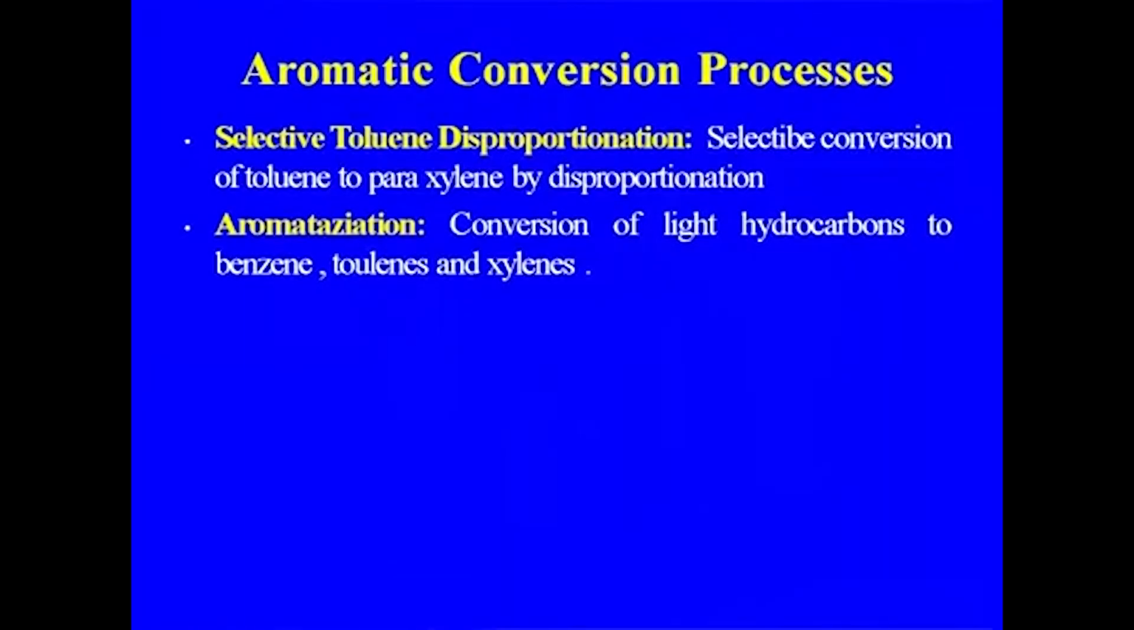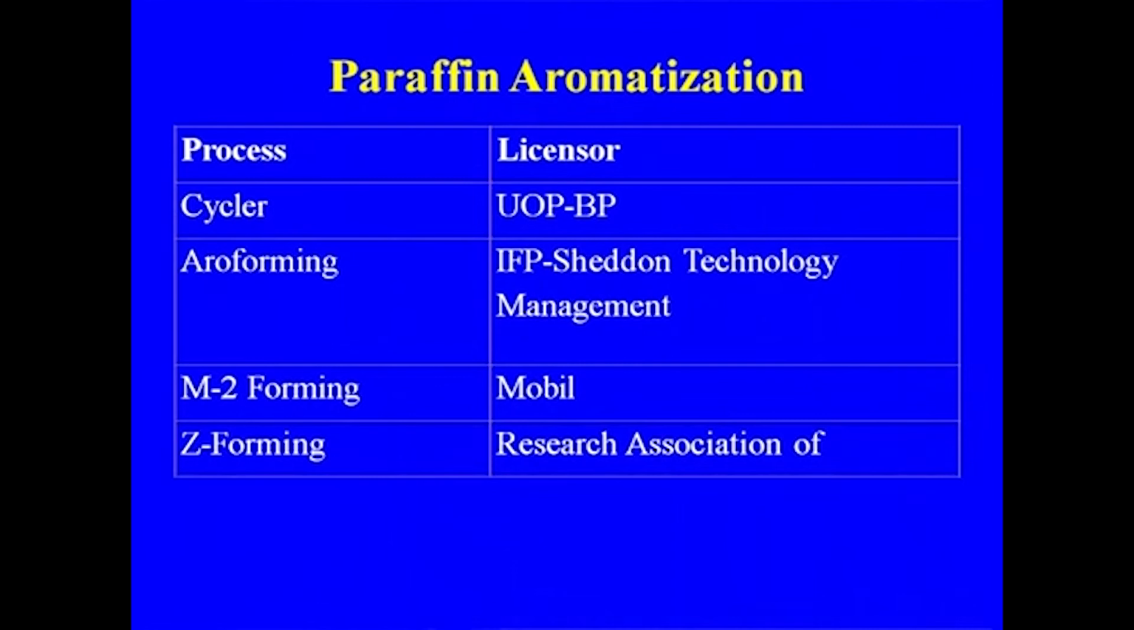Aromatization, that is the conversion of the light hydrocarbons to benzene, toluene and xylene, similar to your reforming process. These are some of the aromatization processes: the Cyclar process, Aeroforming process, M2 forming or the Jet forming. Now let us discuss the Cyclar process, one of the very important routes for making aromatics, that is through natural gas.